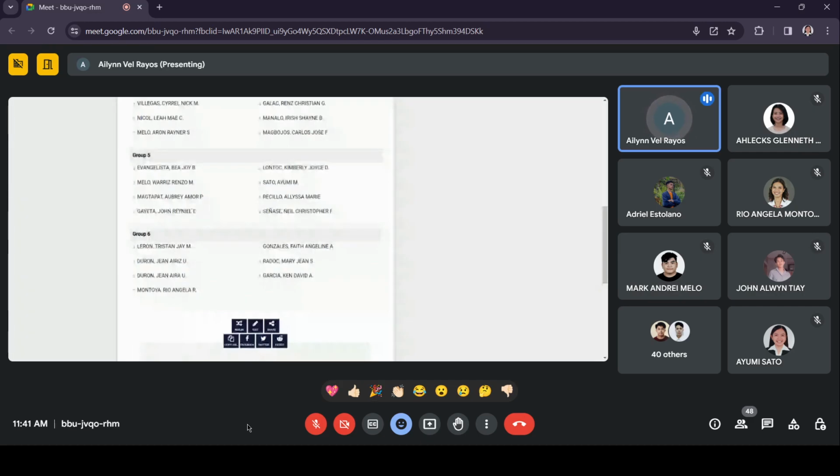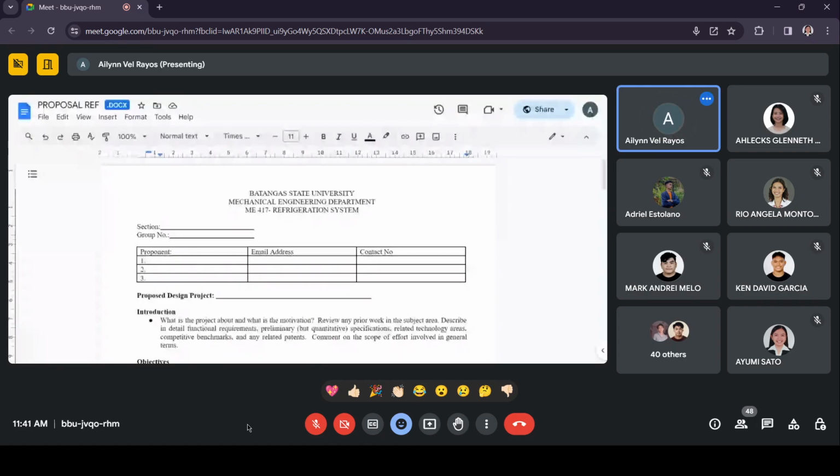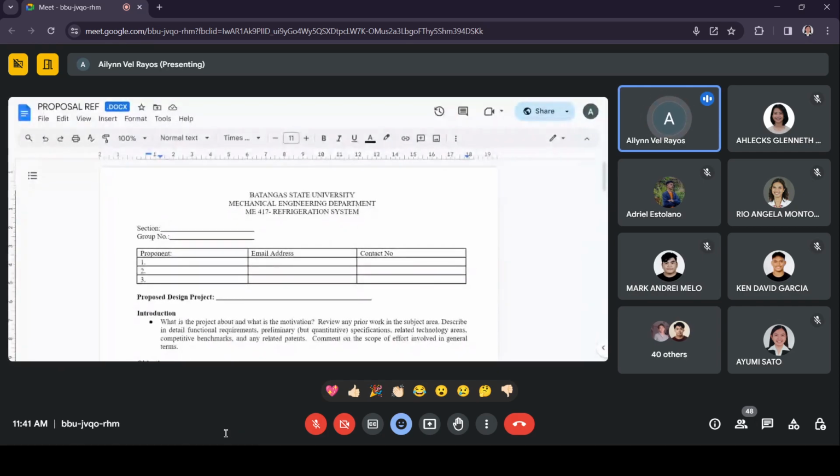Clear na ba tayo sa groupings? Yes po, ma'am. Clear na? You have any question? Clarification. Okay. So, for your design project in this refrigeration system, you need to first submit proposal or proposed design, and then once approved, you can proceed with the design project mismo na na-approve na topic.